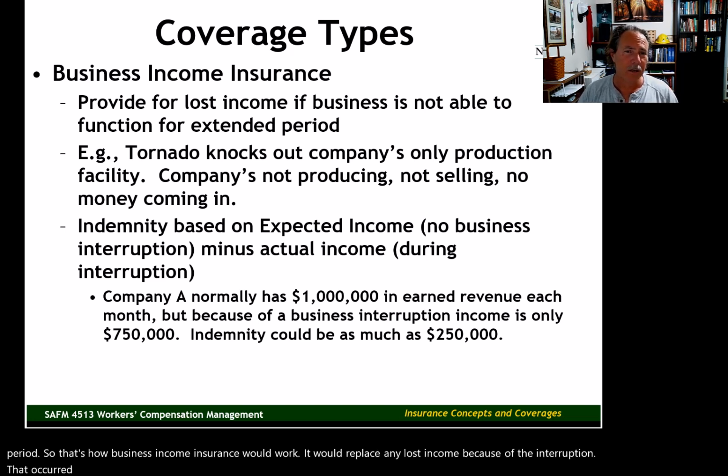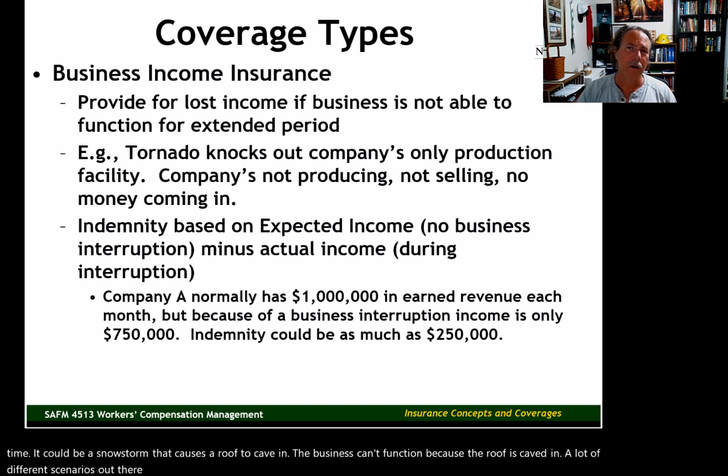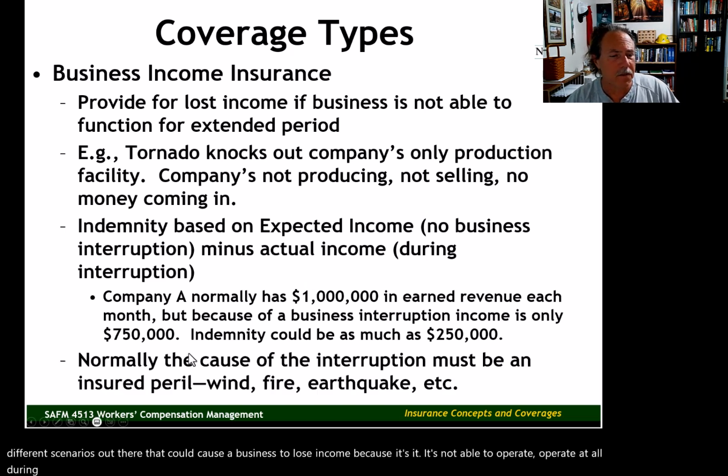The interruption wouldn't just be a tornado, it could be a power outage for an extended period of time. It could be a snowstorm that causes a roof to cave in. The business can't function because the roof is caved in. A lot of different scenarios out there that could cause a business to lose income because it's not able to operate at all during those times.